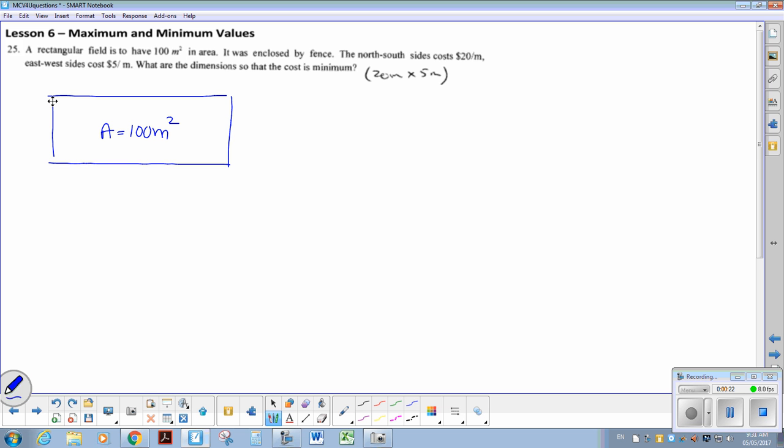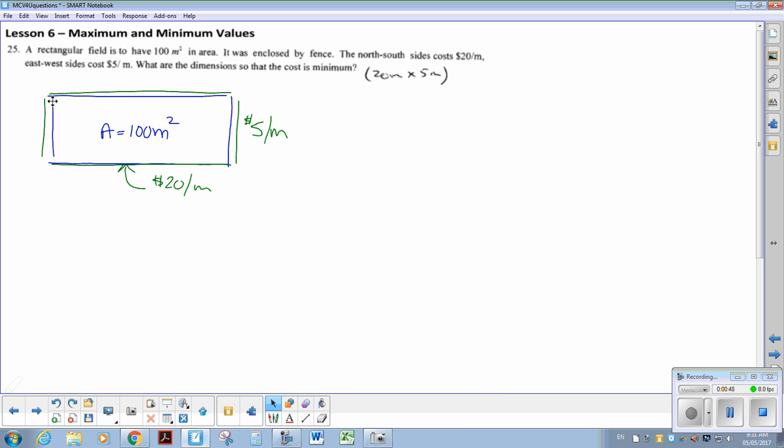So it is enclosed by a fence. The north-south sides cost $20, so we must have to put higher fencing on either side. So this is $20 per meter. The east-west sides must be cheaper fencing, or maybe neighbors we don't like, so we don't put as nice a fence along those sides. So we want to optimize so the cost is minimum. So we want to minimize the cost.